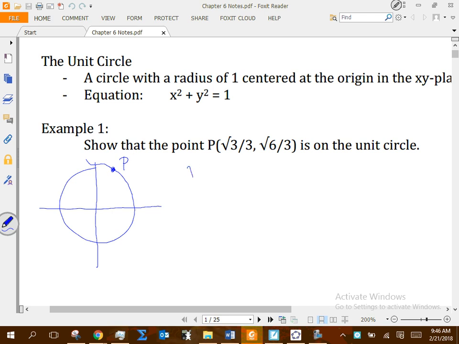I want to make sure that it is on the unit circle. So what I want to do is take x squared plus y squared is equal to 1. This being your x value, that being your y value. And now I'm just going to see if it satisfies the equation. So I'm going to take radical 3 over 3, square it. Radical 6 over 3, square it. See if that gives me my 1.